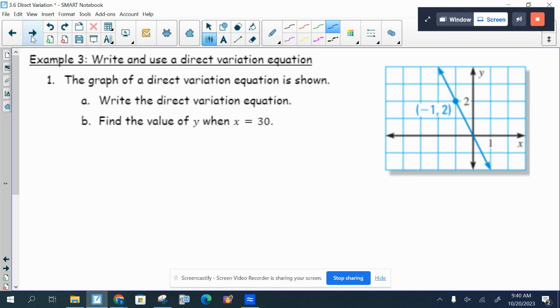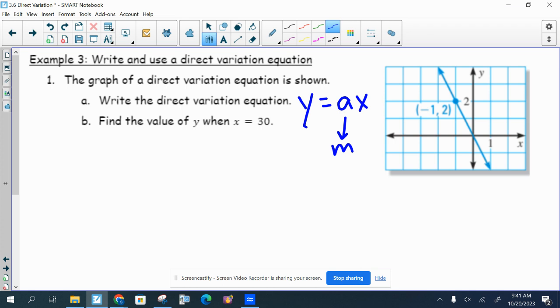So for this next part, it says write and use direct variation equations. The graph of a direct variation equation is shown. Write the direct variation equation. Remember, it's in the form y equals ax, where a is like your m, like your slope. So all we need to do is, from the graph, determine what the slope is. I would just do rise over run. Since you know that it's going to be passing through 0, 0, you could just pick any 2 points and go down and over, and then always simplify.